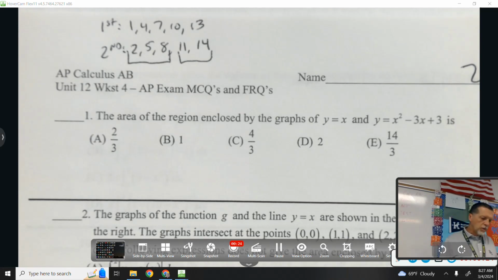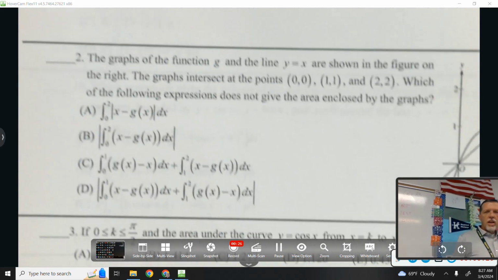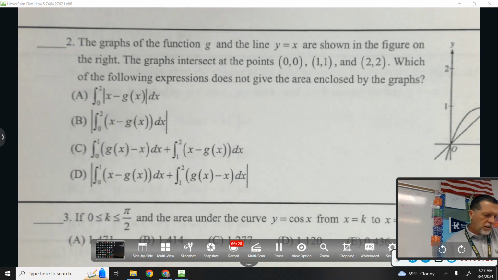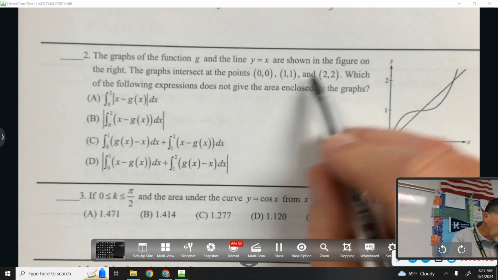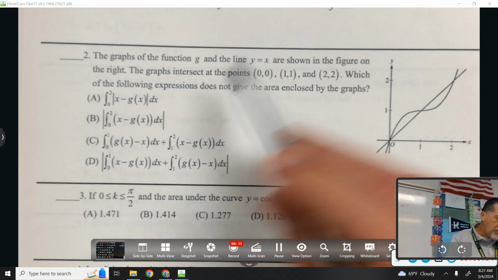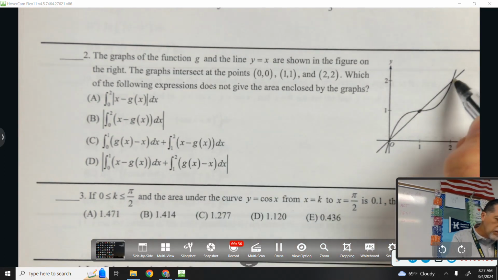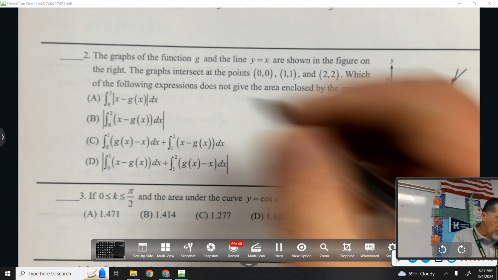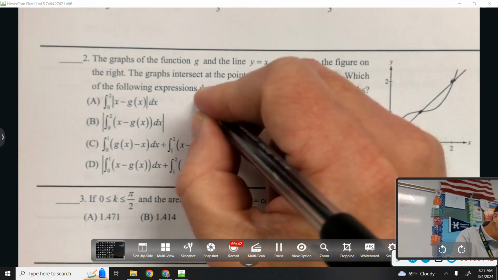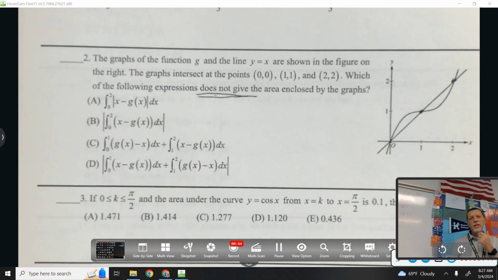Okay, number 2. The graphs of the function g and the line y equals x are shown in the figure on the right. The graphs intersect at (0, 0), (1, 1), and (2, 2). Which of the following expressions does not give the area enclosed by the graph?